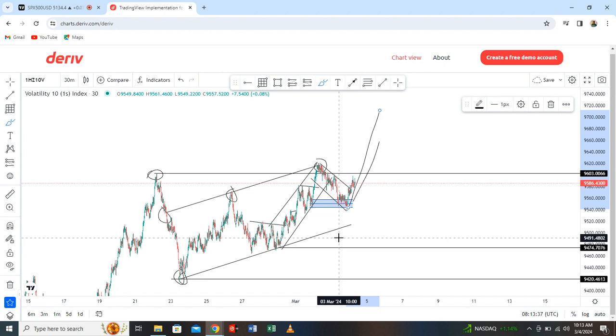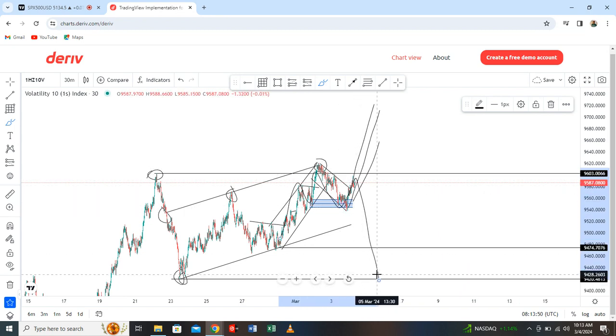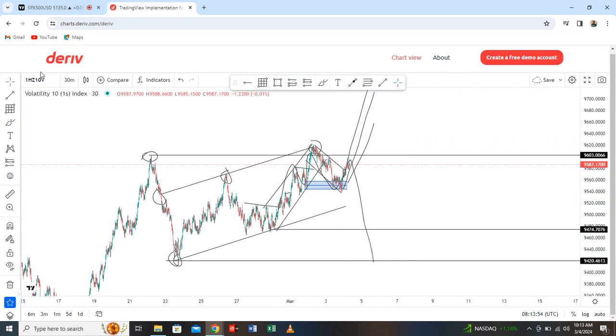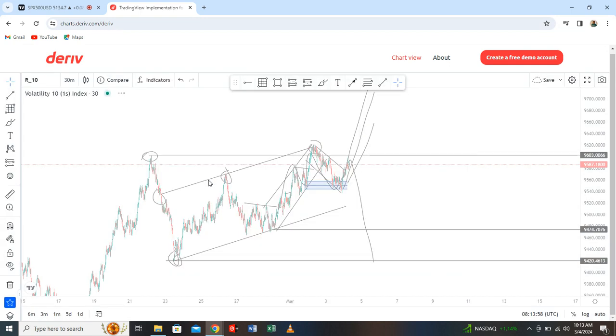This is just my analysis or my view on what to expect. Okay, so if the price is gonna push to the upside, I won't be surprised. And if the price is gonna respect this head and shoulder pattern and then reach the 90% rule, I won't be surprised. So yeah, I think I'm done with Volatility 10 (1s). Now I'm going to Volatility 10, guys.